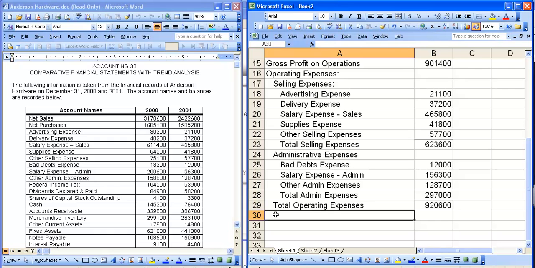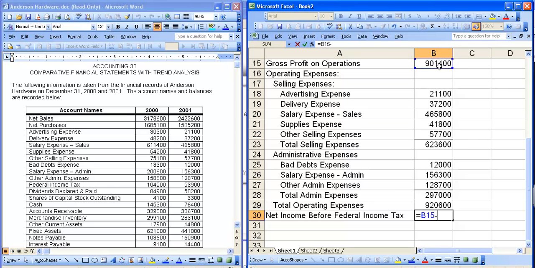So what we need to do then is figure out our net income before federal or income tax. Sometimes it says federal income tax and sometimes it says corporate income tax. They kind of switch back and forth, so they're interchangeable. To get our net income, we take our gross profit minus our expenses, and you'll see we get a negative number. That's not exactly a good thing.